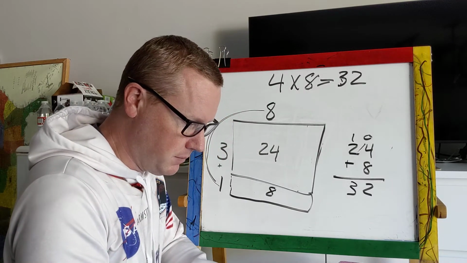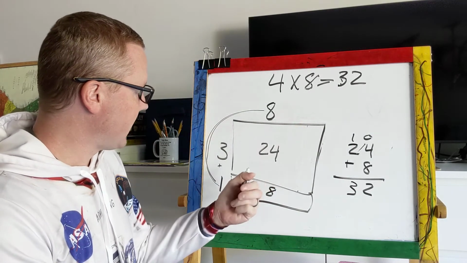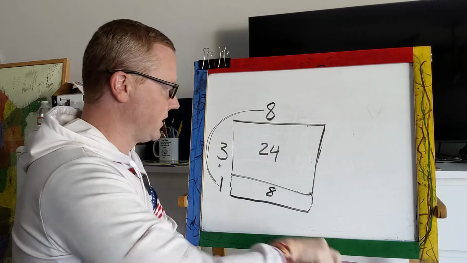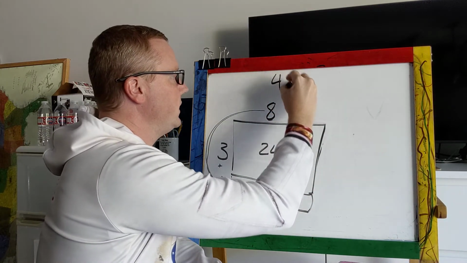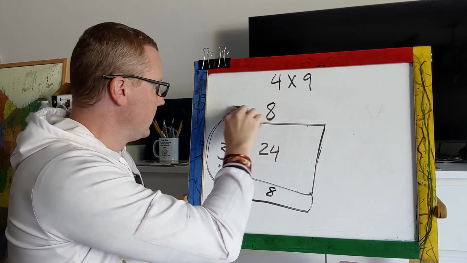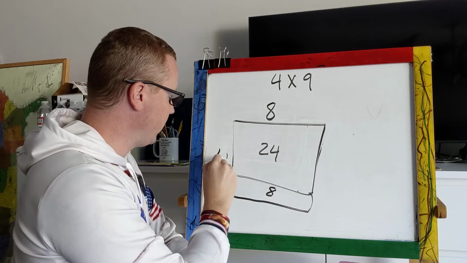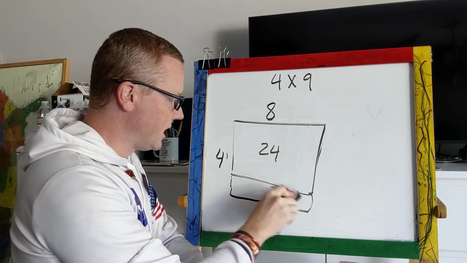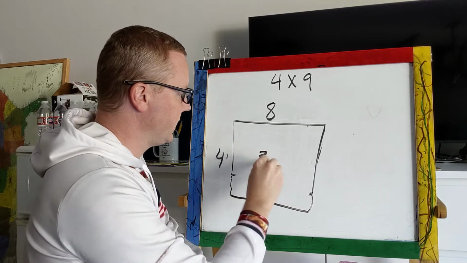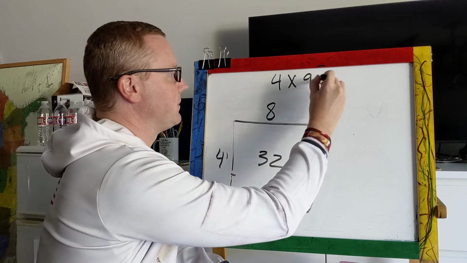What if I wanted to do 4 times 9 now? So 4 times 9. So let's erase pieces of it here. And I'm going to write my new equation that I want to figure out, 4 times 9. And I'm going to change this into our 4 times 8 like we had. So I'm going to put my 4 here, and I'm going to erase these numbers. And what did we say that 4 times 8 was before? 32.